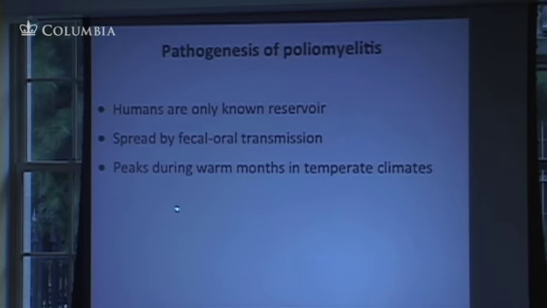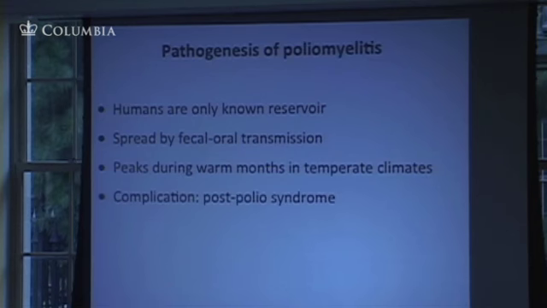These infections peak in temperate climates during warm months. In tropical climates, they tend to occur throughout the year, but in climates such as we have here in the U.S., the summertime was the typical time to have outbreaks of polio, and of course that's when the kids are outside playing, and one of the reactions was to keep kids inside during the summer months to try and stem the disease.